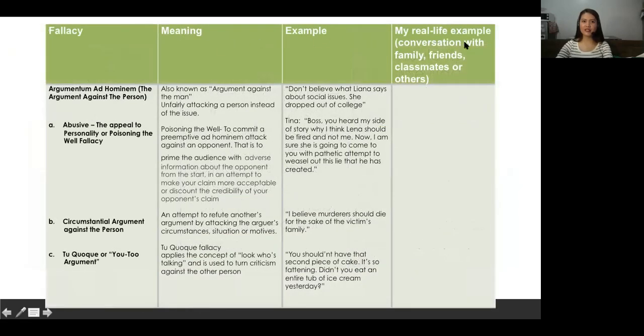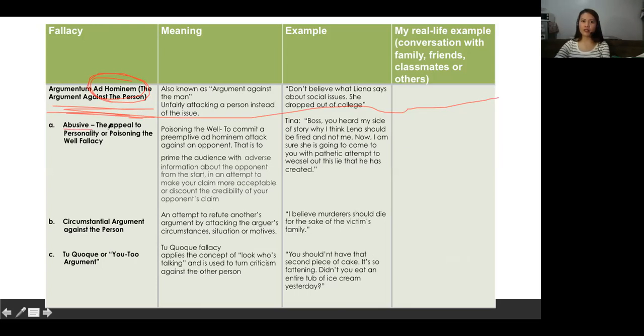Next is ad hominem. Okay. The argument against the person, also known as argument against the man. It's unfairly attacking a person instead of the issue. Don't believe what Liana says about social issues. She's dropped out of college. Grabe, di ba? So, ad hominem lagi actually yung nakocommit ng mga tao eh. Kasi it's argument against the person. Instead na yung argument yung pag-usapan, ina-attack yung people.